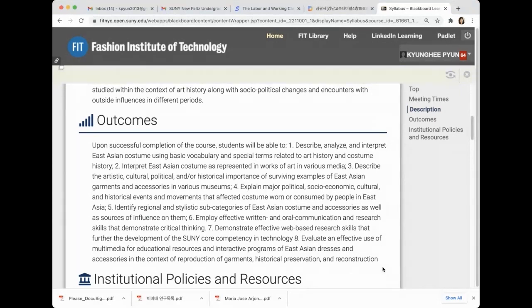4, explain major political, socioeconomic, cultural, and historical events and movements that affected costume worn or consumed by people in East Asia. 5, identify regional and stylistic subcategories of East Asian costume and accessories, as well as sources of influence on them. 6, employ effective written and oral communication and research skills that demonstrate critical thinking. 7, demonstrate effective web-based research skills that further the development of the SUNY core competency in technology. 8, evaluate an effective use of multimedia for educational resources and interactive programs of East Asian dresses and accessories in the context of reproduction of garments, historical preservation, and reconstruction.